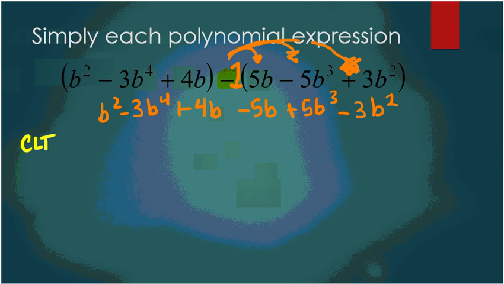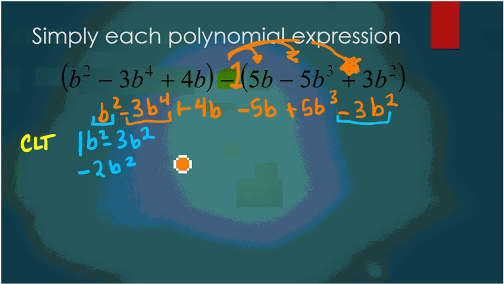All right, so if we look at our terms, we see a b squared here. Where do I see another b squared? Oh, right here, minus 3b squared. That's b squared minus 3b squared. And that's a 1b minus 3, which is minus 2b squared. Now the next set of like terms is a minus 3b to the fourth, and no other b to the fourth. So we're just going to bring it down, minus 3b to the fourth.